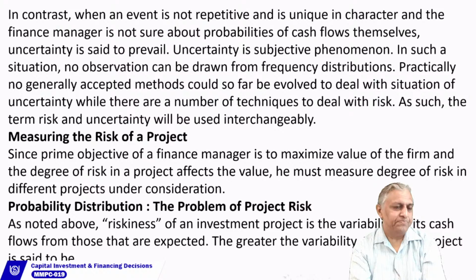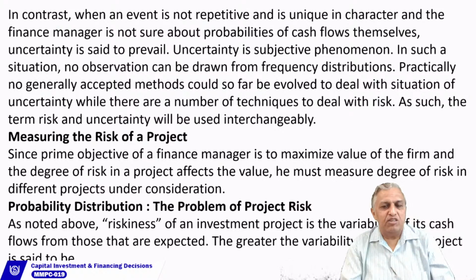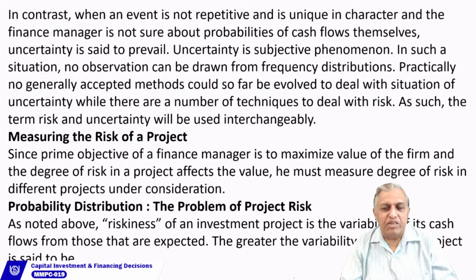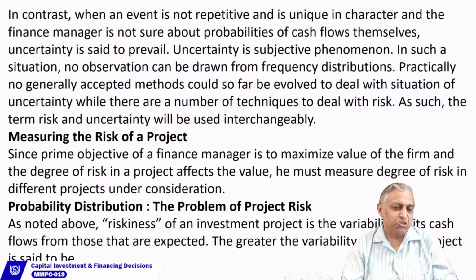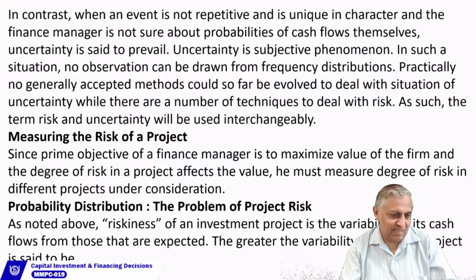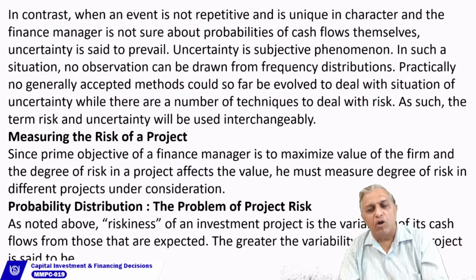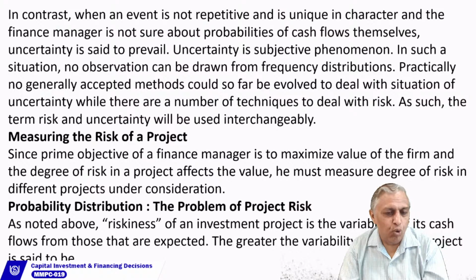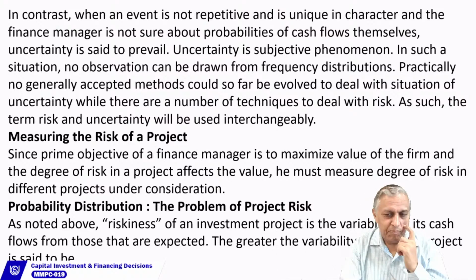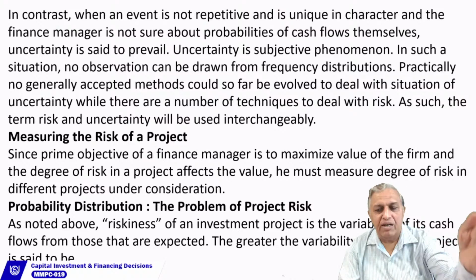Measuring the risk of a project. Now, the techniques. Since the prime objective of a finance manager is to maximize the value of the firm and the degree of risk in a project affects the value, he must measure this degree of risk in the different projects under consideration. How? The probability distribution. When things are uncertain, you are always thinking in probable terms. So, the probability distribution and the problem of project risk. As noted above, the riskiness of an investment project is the variability of its cash flows from those that are expected. The greater the variability, the riskier the project is said to be. If the variable part is more, then definitely the riskier the project is said to be.